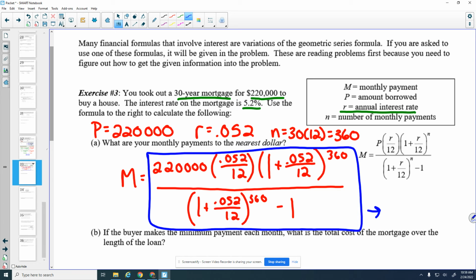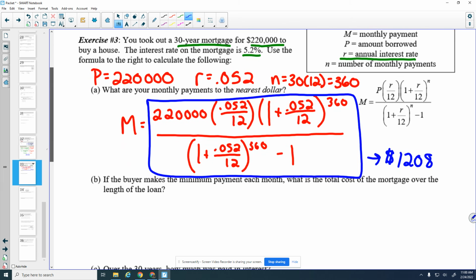And that answer would be, just a second, to the nearest dollar, $1,208 for each mortgage payment. So that's our first part. Plug in, pretty simple. Just know how to read the formula and get the numbers in.